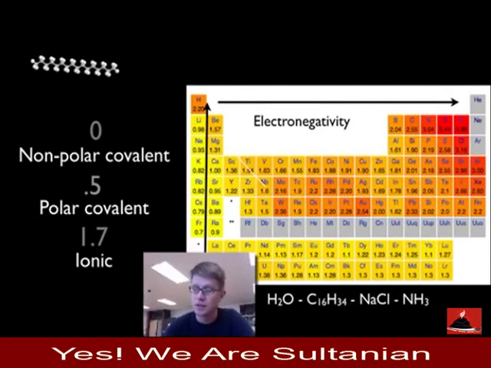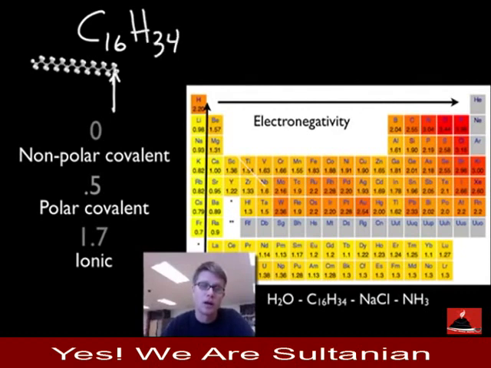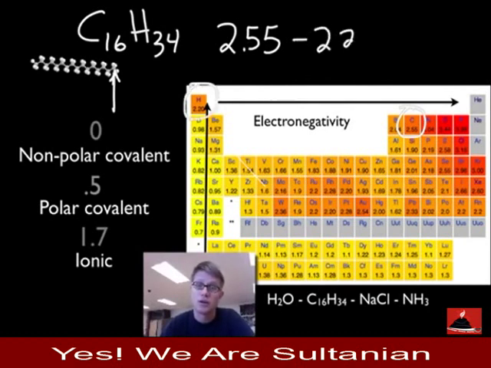Here's diesel fuel. This is cetane. Diesel fuel is going to be C16H34. If I look at the bond between a carbon and a hydrogen, I just find them on the periodic table. Carbon has an electronegativity of 2.55. In other words, it wants the electrons a little less than oxygen just did. Hydrogen has an electronegativity of 2.20. And if I find the difference between those two, I get 0.35.